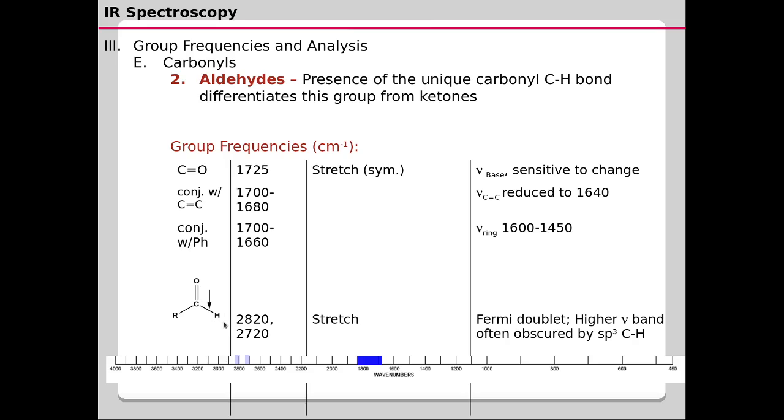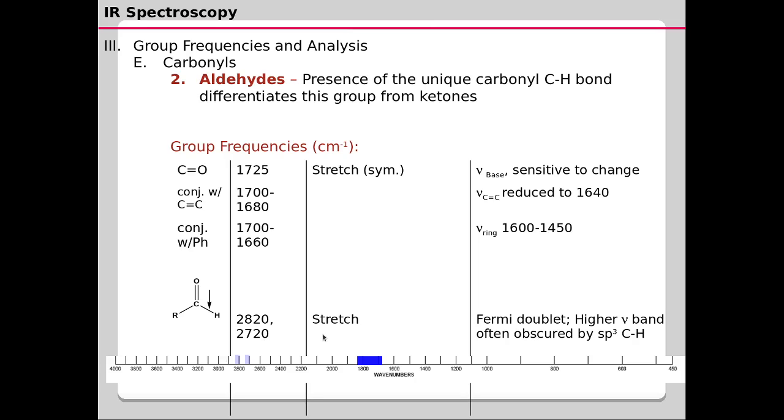Due to this Fermi interaction, the stretching vibrational frequency of the carbon-hydrogen bond is split into two vibrations, one with a higher energy or higher frequency, and the other with a lower frequency. As such, we see two bands corresponding to these two vibrations, one at 2820 cm⁻¹ and the other at 2720 cm⁻¹. This pair of bands, or doublet structure, is called a Fermi doublet.